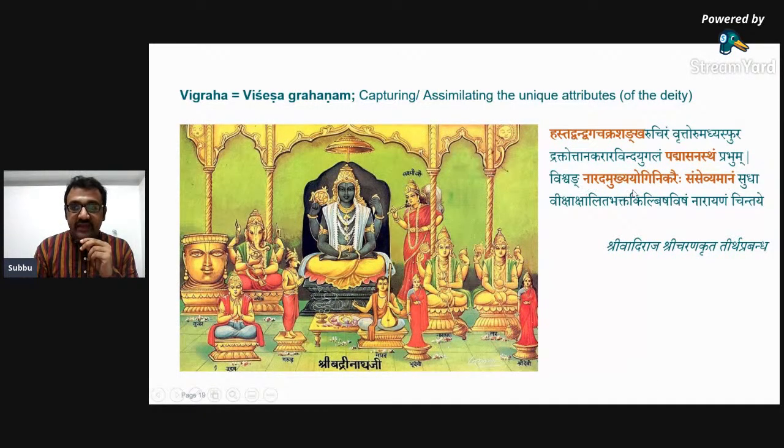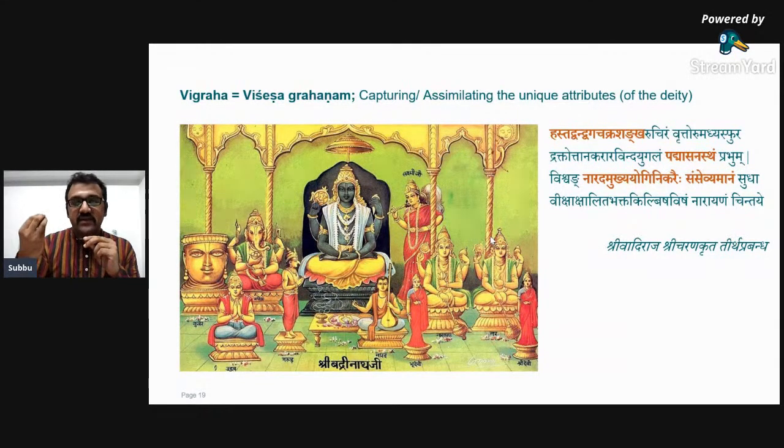Narada Mukhya Yogi Nikaraihi Samsevyamanam. He is worshipped by the great yogis led by Narada. You can see here the image of Narada as well. The other images we will come to later when we deal with the temples. Right now we are just looking at the Vigrahams of Vishnu itself. So he is venerated by all the yogis, hence he is represented here as a yogi varya. That is what this posture indicates. The seated posture with Padmasanam and the hands placed in the meditative pose on the legs indicates the Padmasana posture, which is a yogic posture.